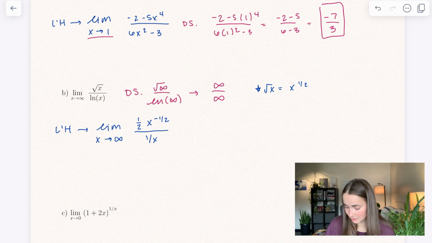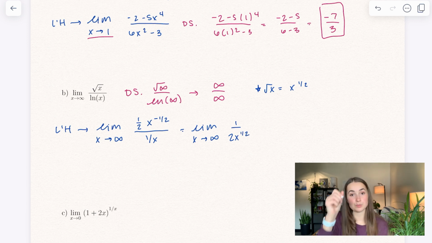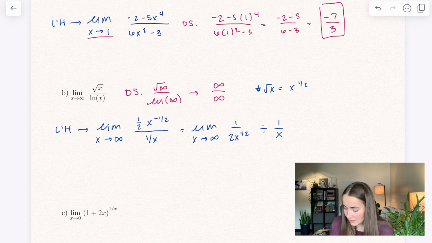So let's try to simplify this first because we got a lot of fraction action going on. So the limit as x approaches infinity, I'm going to rewrite the numerator as 1 over 2 times x to the 1/2. So I just bring that power down. And instead of writing it as a fraction, I'm going to say it's divided by 1 over x. Because remember, when we divide, that actually means we get to multiply by the reciprocal. So here, notice we can simplify this out a little bit. These x terms simplify, so that's an x to the 1/2 in the numerator.